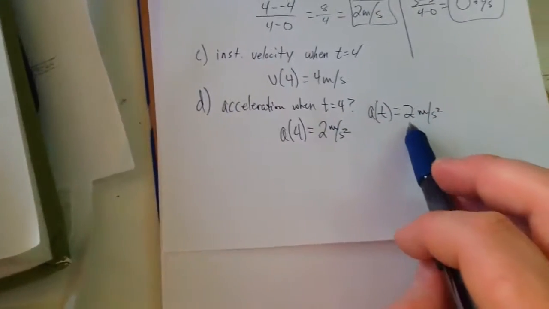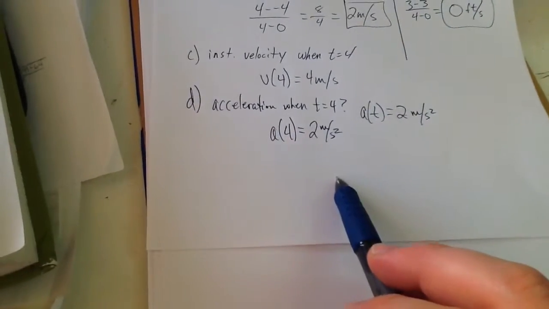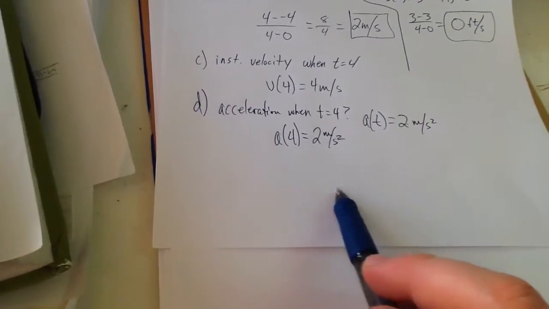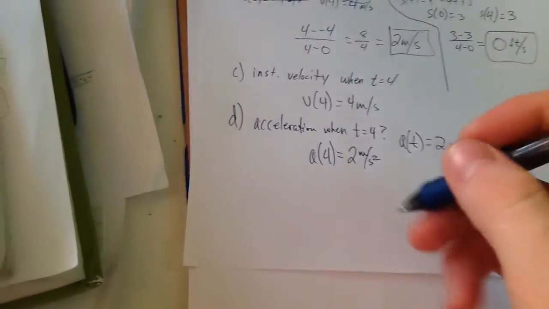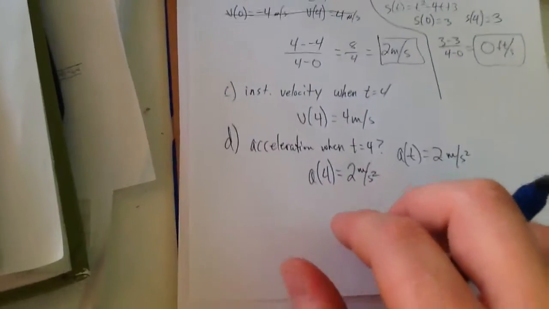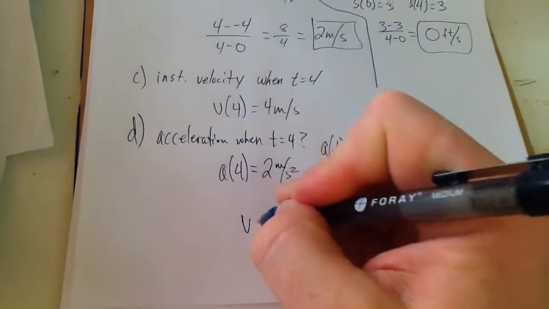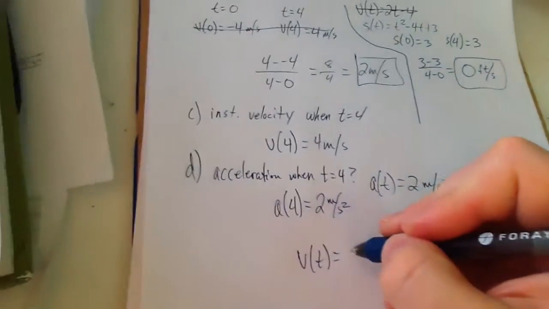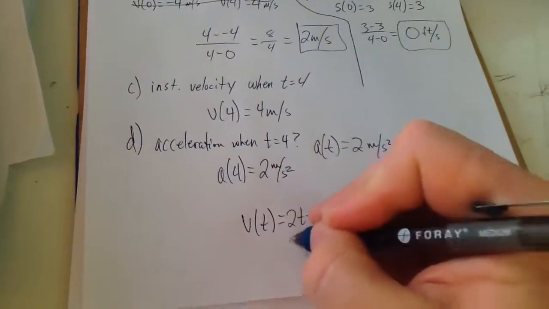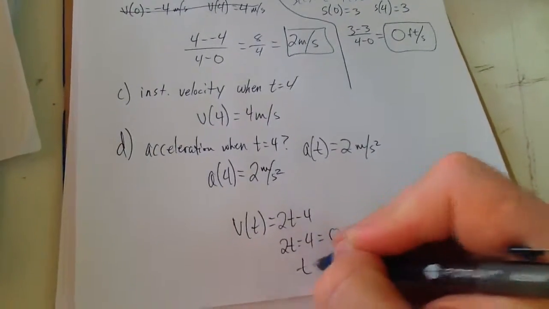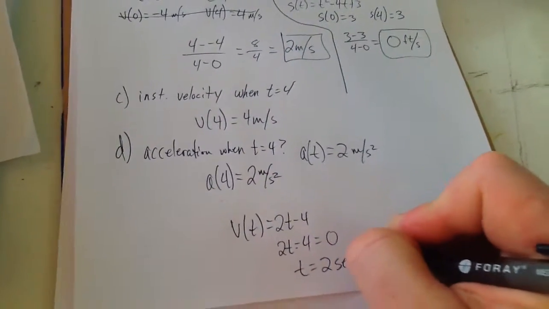And I know that because acceleration is constant, so it's going to start off moving to the left. It's going to get slower and slower and slower, stop, and then go faster and faster and faster to the right. So there's only one direction change, and that's when velocity equals 0. So v of t was 2t minus 4. If I set that equal to 0, add 4, divided by 2, at 2 seconds is when it changes direction.